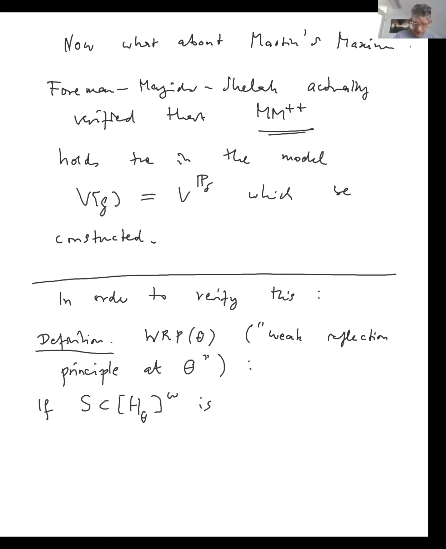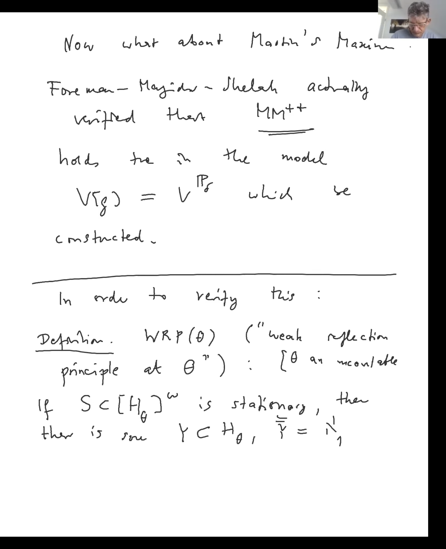Okay, if S is a stationary subset of that, then there is a Y contained in H(theta) as a subset, so that the cardinality of Y is equal to aleph_1. In order to make sense of that, I think we should say that theta is uncountable, right? So that if you look at S restricted to the smaller space Y to the omega, that's stationary.